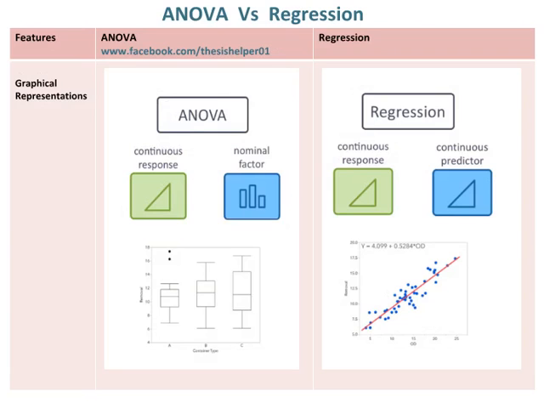Thus, ANOVA focuses on continuous response, nominal factor and whisker box plot, whereas regression focuses on continuous response, continuous predictor and line graph between X and Y.